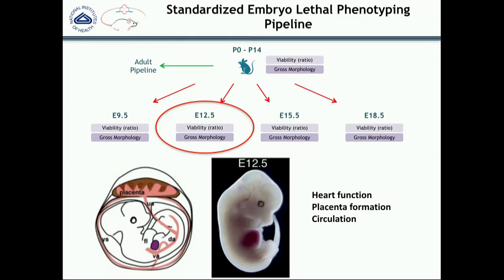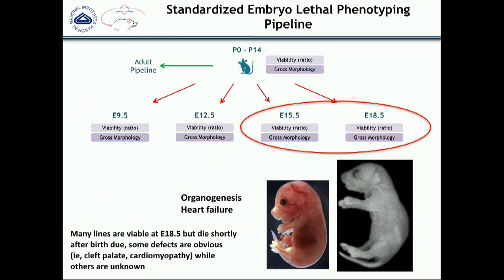And this just shows a diagram of the extra embryonic tissues that we consider in our analysis, and also the general overview of what an embryo looks like at this stage. Further in development, defects that cause lethality at these stages are often related to defects in later stages of organogenesis and also heart failure.